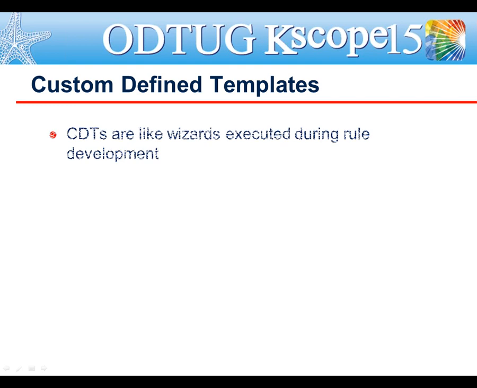So CDTs are like wizards, and you execute them during rule development. They're executed by the business rule designer. When the CDT is executed, the business rule designer is prompted for a series of responses that make that generic script structure work the way you want it to in the specific outline. CDTs are created by the CDT designer. They may or may not be the same person as the rule designer.